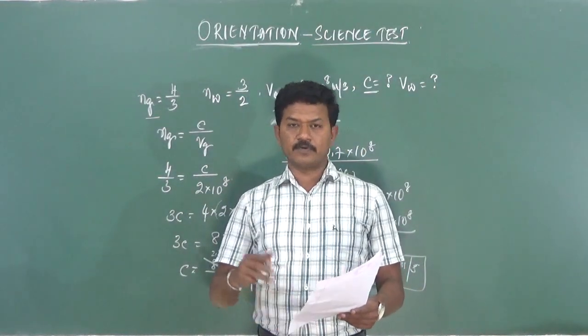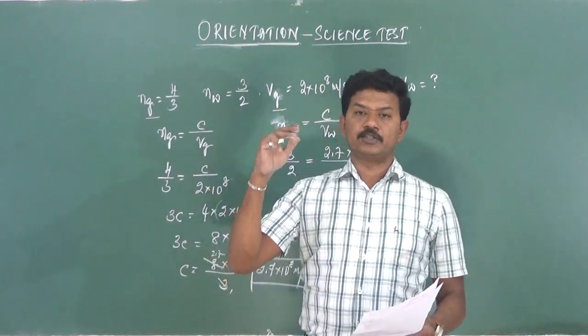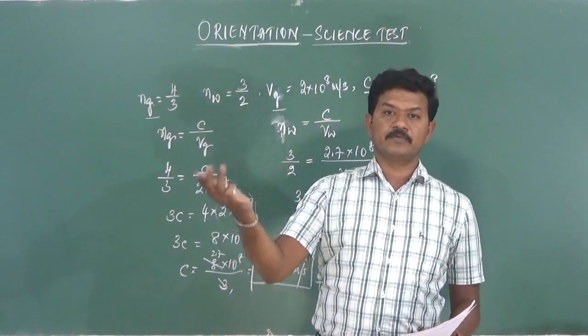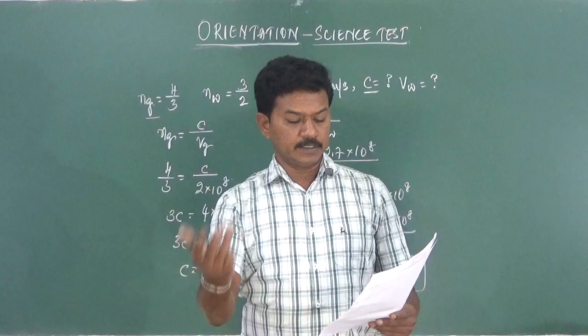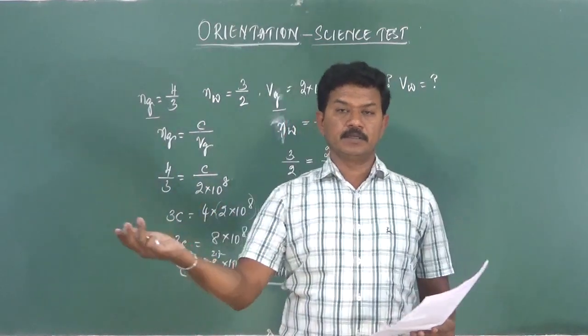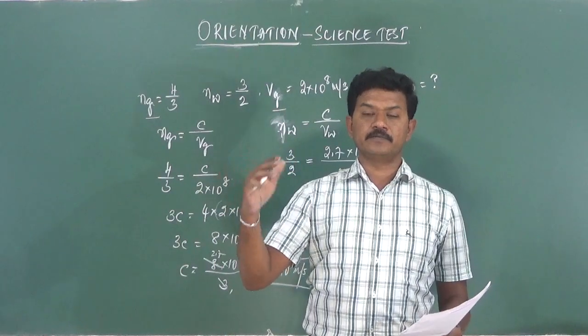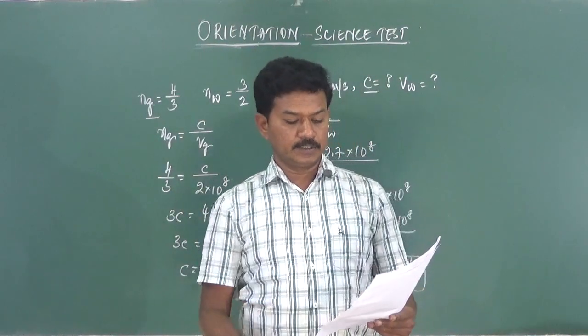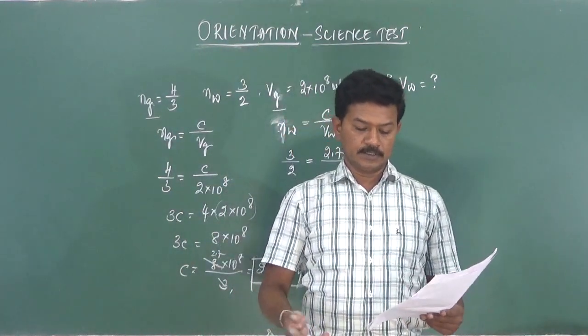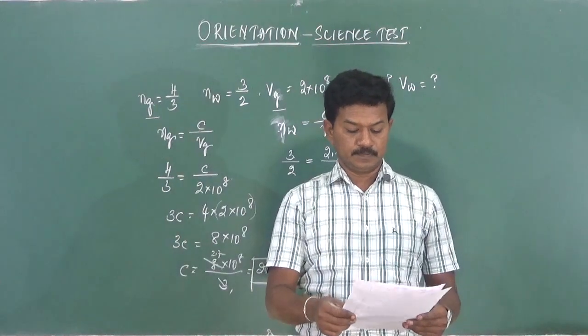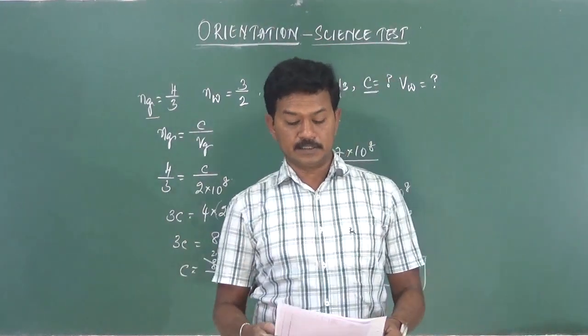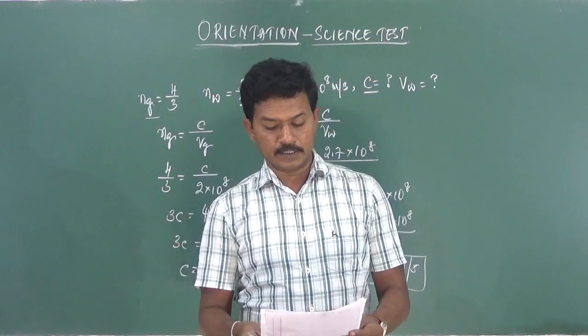Real images are formed at a point where the 2 light rays actually meet after reflection. Virtual images are formed behind the mirror where the 2 light rays appear to meet after reflection. So these are the 4 differences. It's very important. You have to be very careful while writing answers. Okay, we'll go with the next one.